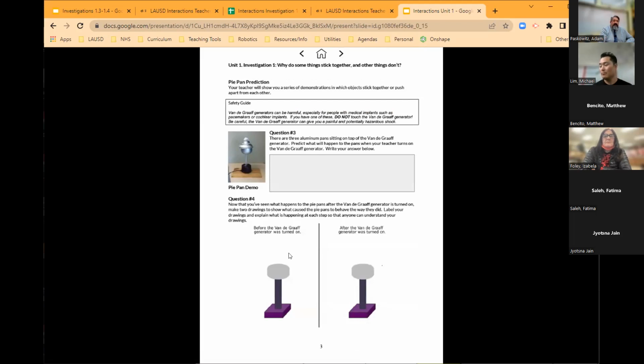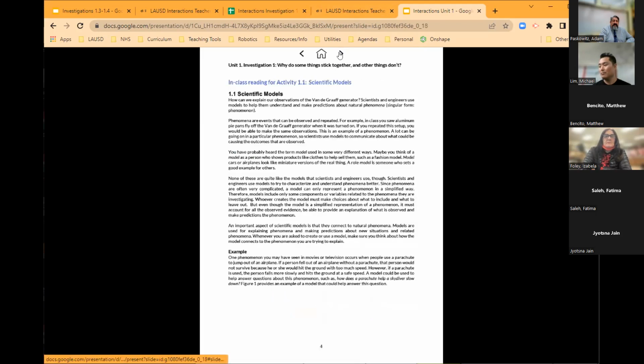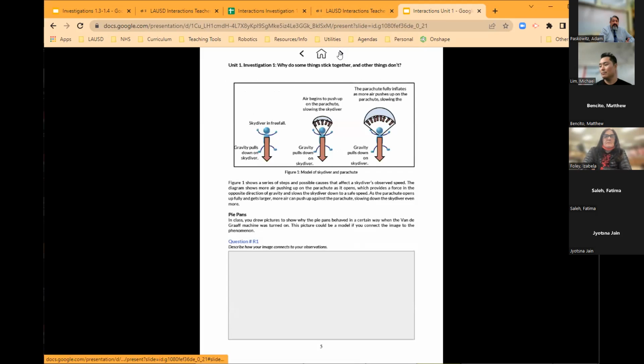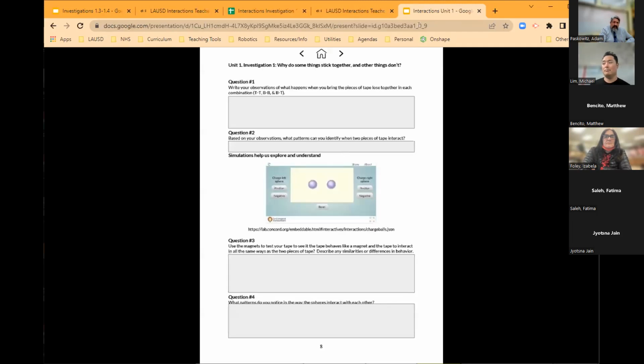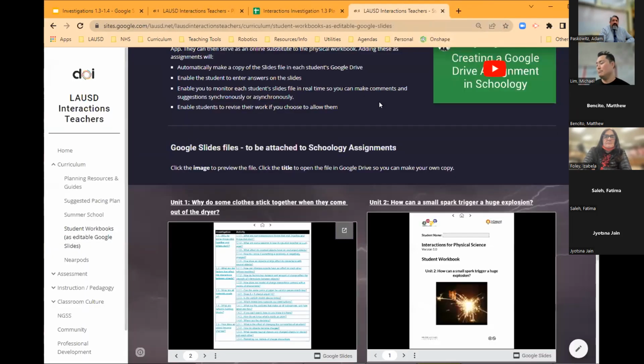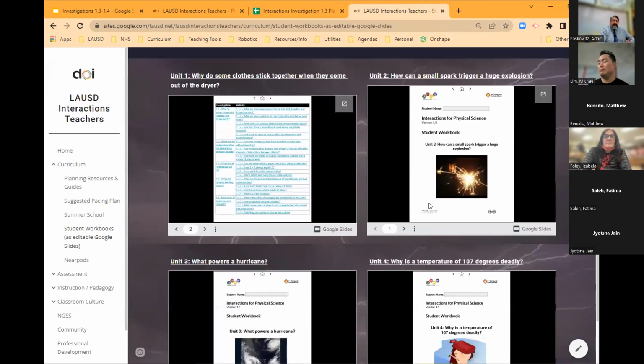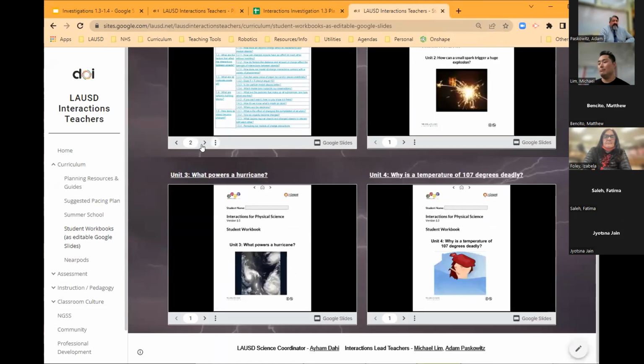So we have ways for them to draw models in here, to answer questions, and the entire book is in here. So they can draw on the models. I think there are also links to the simulations. You see, you can jump right to the simulation from the book. That's one resource. If you like it, you may use it.